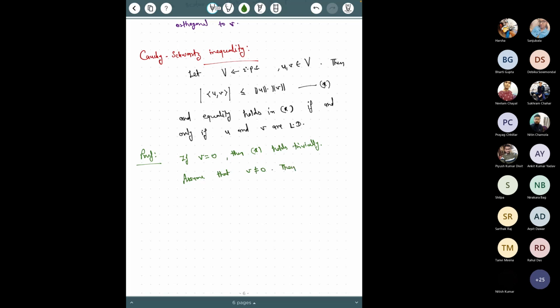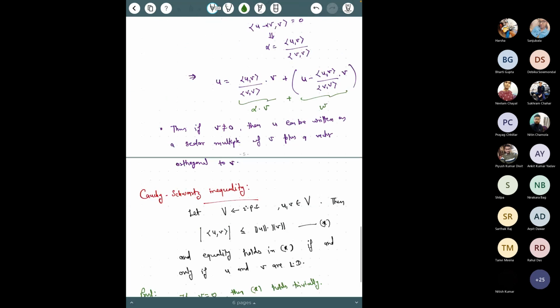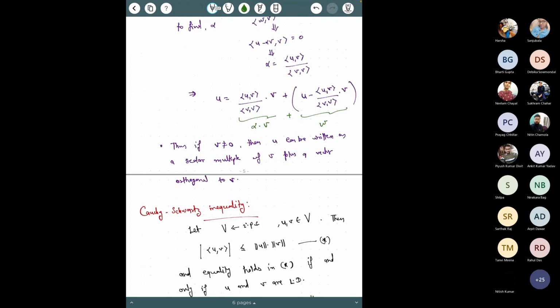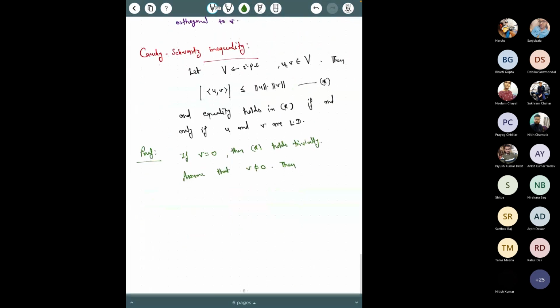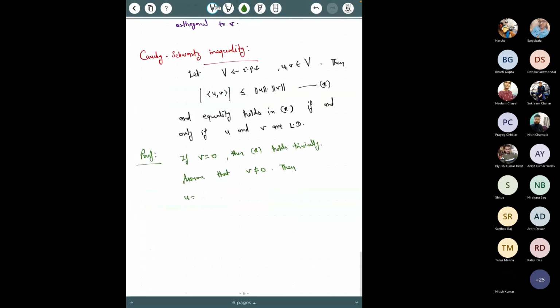If V is non-zero, then by previous observation, we can write U as a scalar multiple of V plus a vector W orthogonal to V. So we can always write U as alpha times V plus W, where alpha, we know from previous observation, is this one. This is well defined because V is non-zero, and using this we can also write W as U minus alpha V. So we can write U as alpha times V plus W.